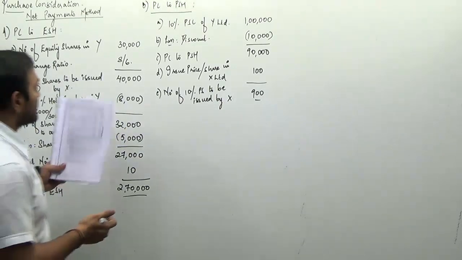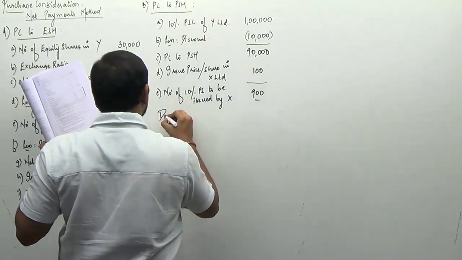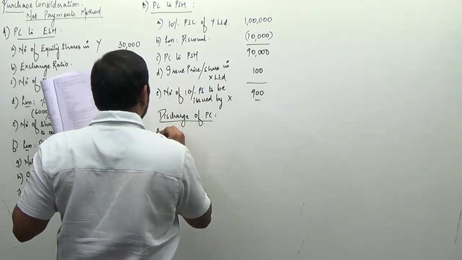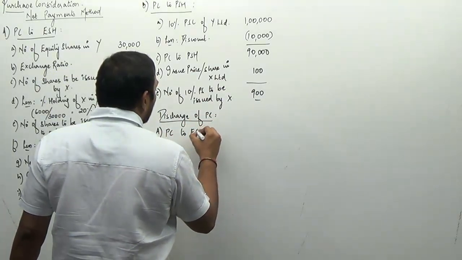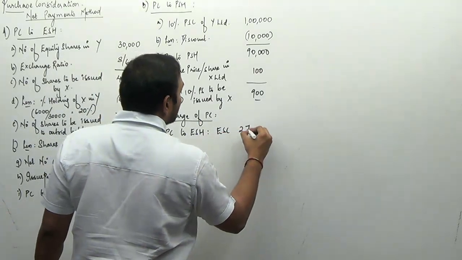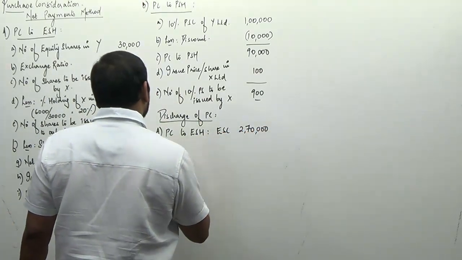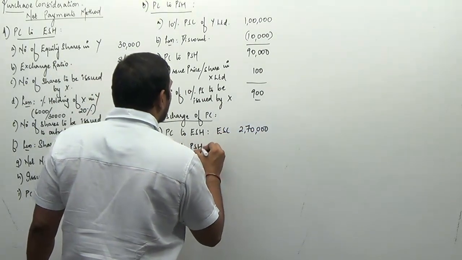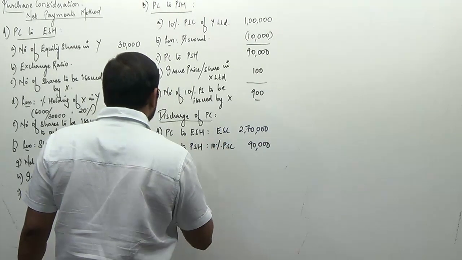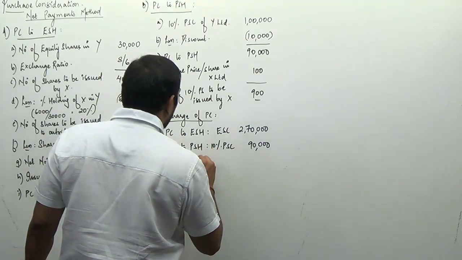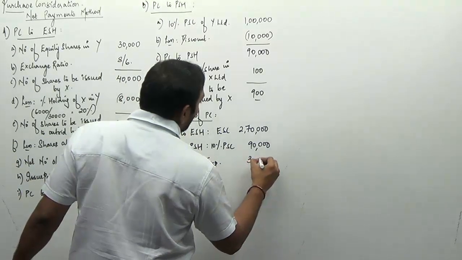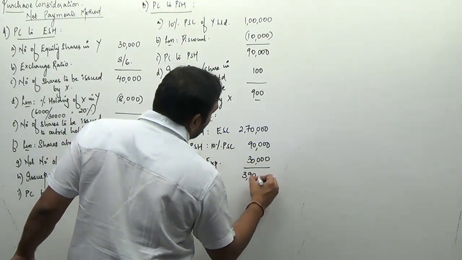Identify discharged debenture holders in a similar fashion. Guys, first write out the discharge of PC. Easy discharge, guys. PC to equity shareholders. Entire shares are issued at par, so the entire thing is equity share capital, 2,70,000. PC to preference shareholders, 10% preference share capital, 90,000. In addition to this, there are some liquidation expenses being paid, or amalgamation expenses you can say, to the extent of 30,000. Total PC totals up to 3,90,000.